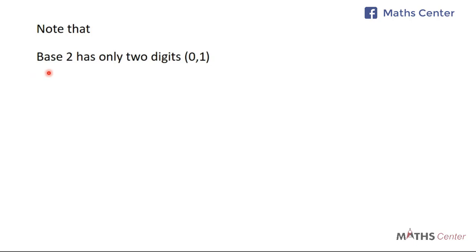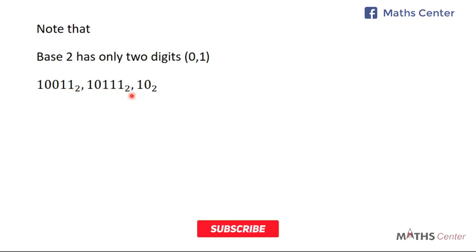So if you are in base 2, we are going to use the digits 0 and 1 because we are in base 2, so 2 will not be included. In the same way, for some examples, if you want some numbers in base 2, we can have 10011 base 2, 10111 base 2, and 10 base 2. So you can see that all these numbers are in base 2, and we only use the digits 0 and 1 because we are working in base 2.